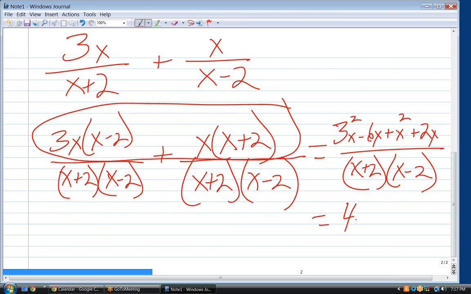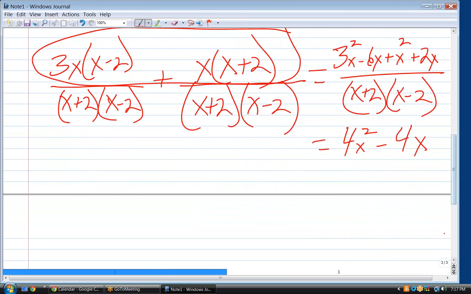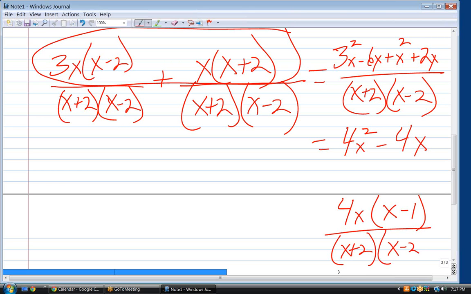That's 4x squared minus 4x. And I can factor that. I can take out a 4x, leaving behind x minus 1. And my denominator is still what I started with, x plus 2 times x minus 2. And there's your answer.